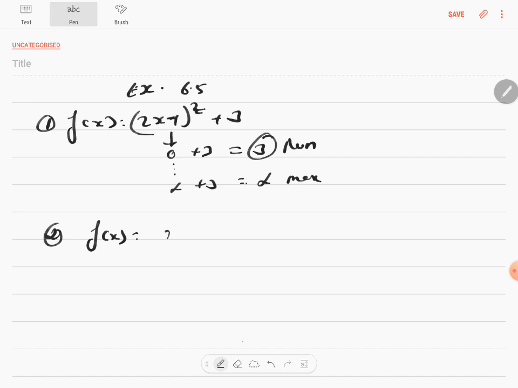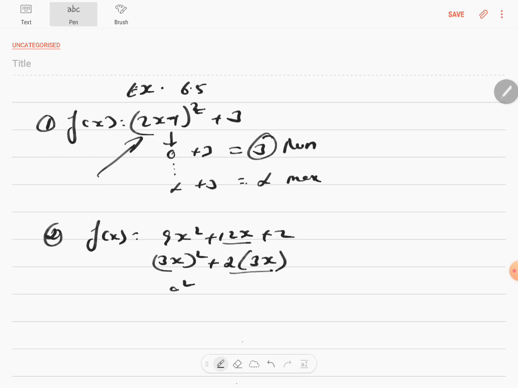F of x is equal to 9x square plus 12x plus 2. If it's in this format, it's easier. So let's do completion of square. 3x the whole square is like a square. Plus 2ab, a is 3x obviously, and this is 6x, so 12x is 6x into 2. So it's like 2ab and b is 2. So plus b square is plus 4.